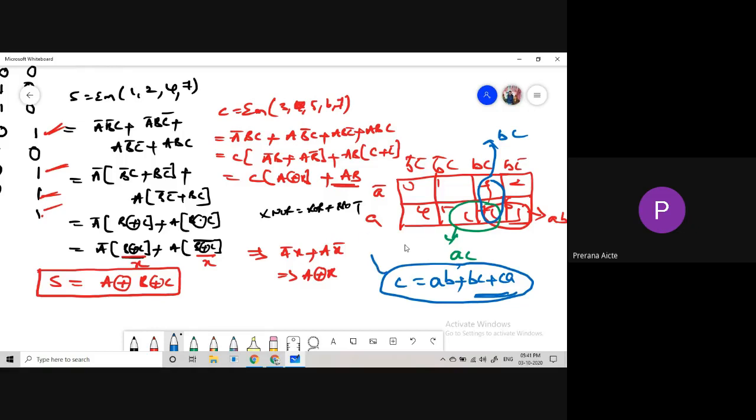If I'm using Boolean expressions, it will be C into A XOR B, plus AB. So both are equal, no problem at all. This is used in the construction of the full adder with half adders. How many half adders are required to represent a full adder? Two half adders are enough.